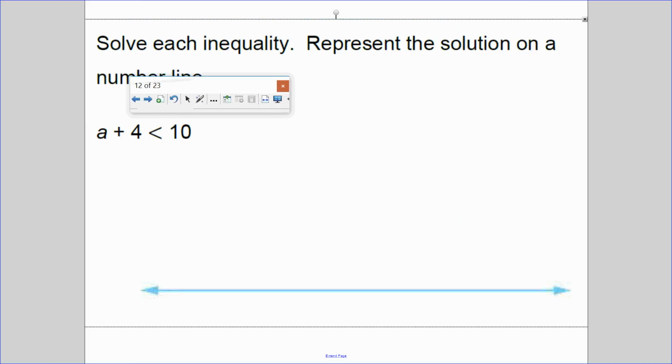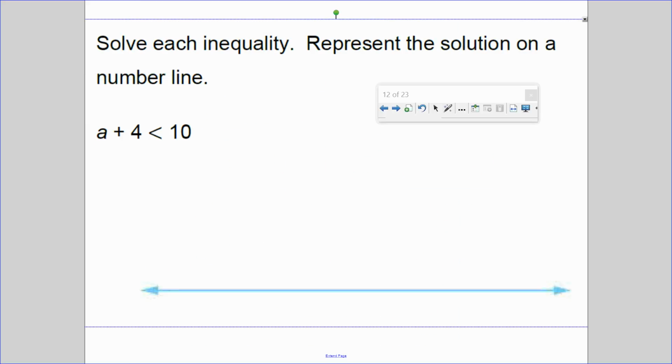Solve each inequality and represent the solution on a number line. So a plus 4 is less than 10. So what numbers of a, if you plug it in and you add 4 to it, it's all going to be less than 10. So I need to isolate the variable a. So I do the inverse operation of plus 4, so it's minus 4. This cancels out. A is less than 6.